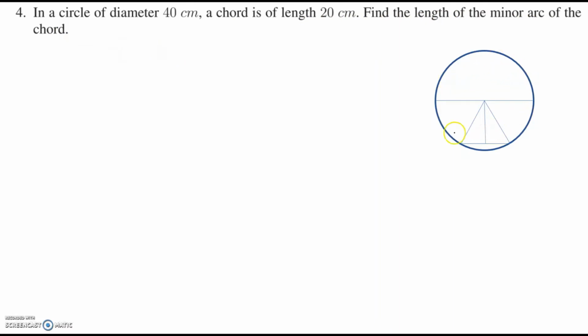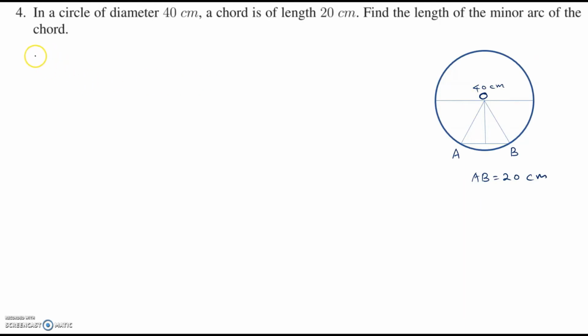Okay, so if this is the circle, then the diameter of the circle is 40 centimeters. And let us define AB as the chord, which is given here. And our AB is equal to 20 centimeters. So let's define O as the center of the circle.